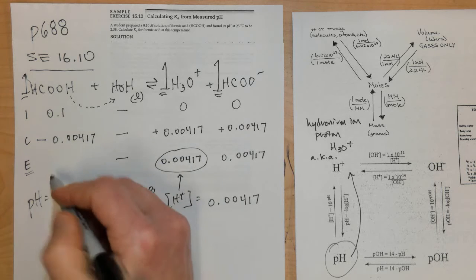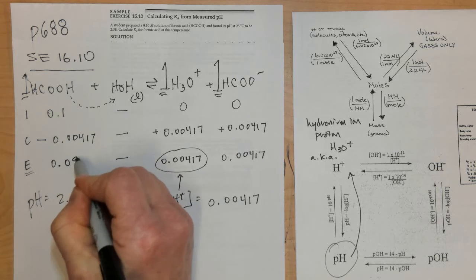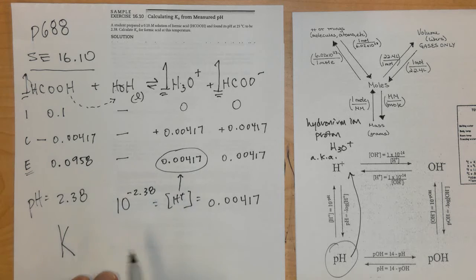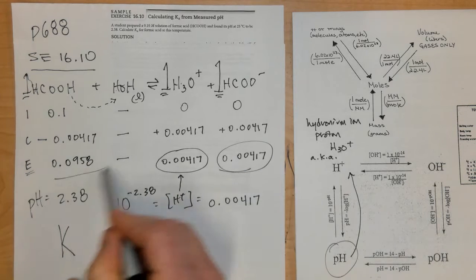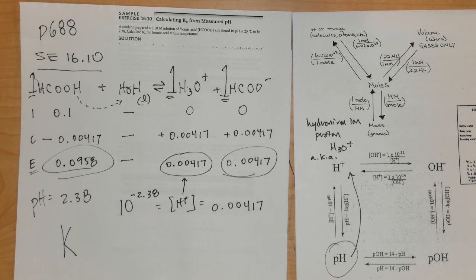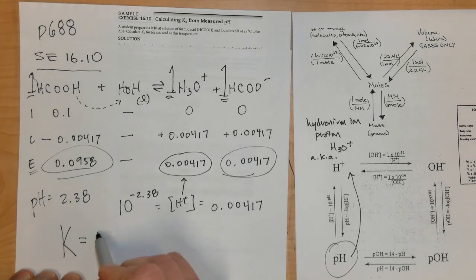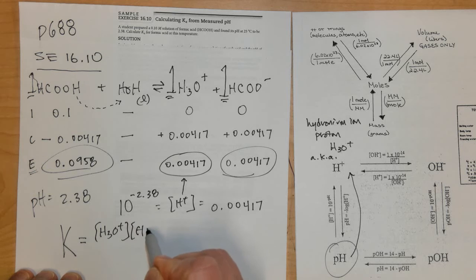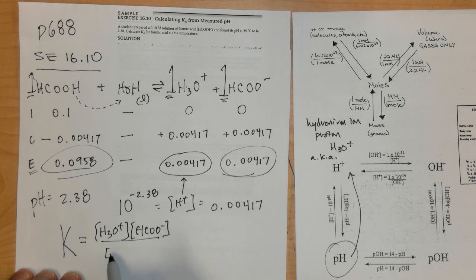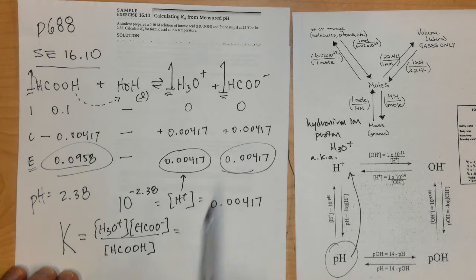0.1 minus this number ends up being 0.0958. And now I have enough information between those 3 values to calculate the equilibrium constant, because the equilibrium constant is going to be equal to products, H3O+ times HCOO minus, divided by reactants. My reactants is HCOOH. And I have to make sure to put the equilibrium values in there.